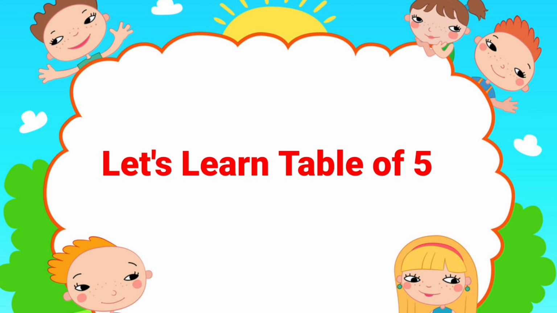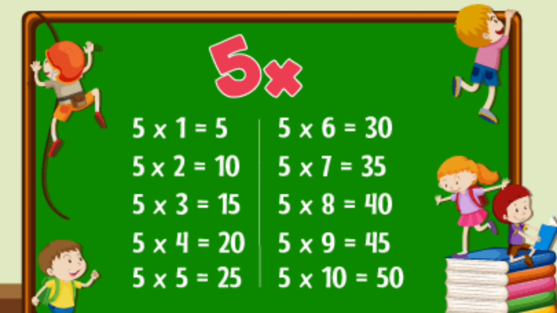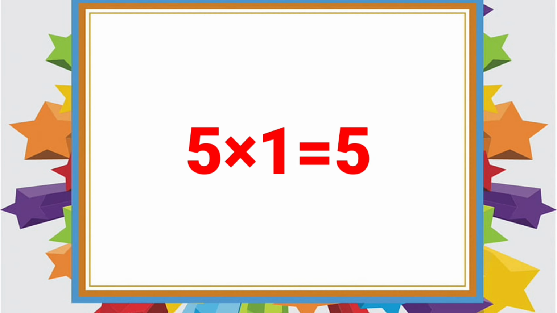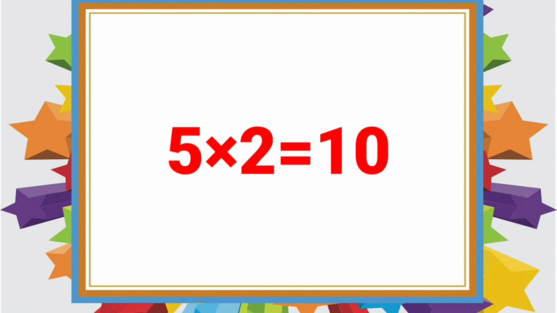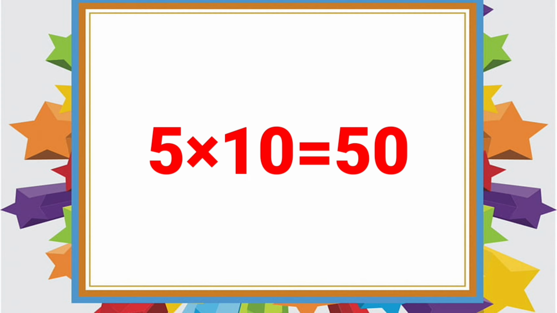Let's learn table of 5. 5 ones are 5. 5 twos are 10. 5 threes are 15. 5 fours are 20. 5 fives are 25. 5 sixes are 30. 5 sevens are 35. 5 eights are 40. 5 nines are 45. 5 tens are 50.